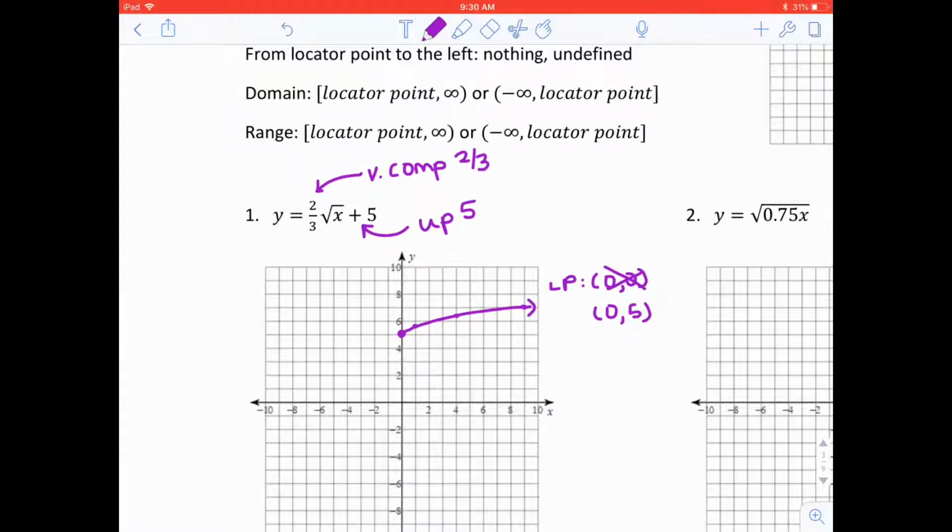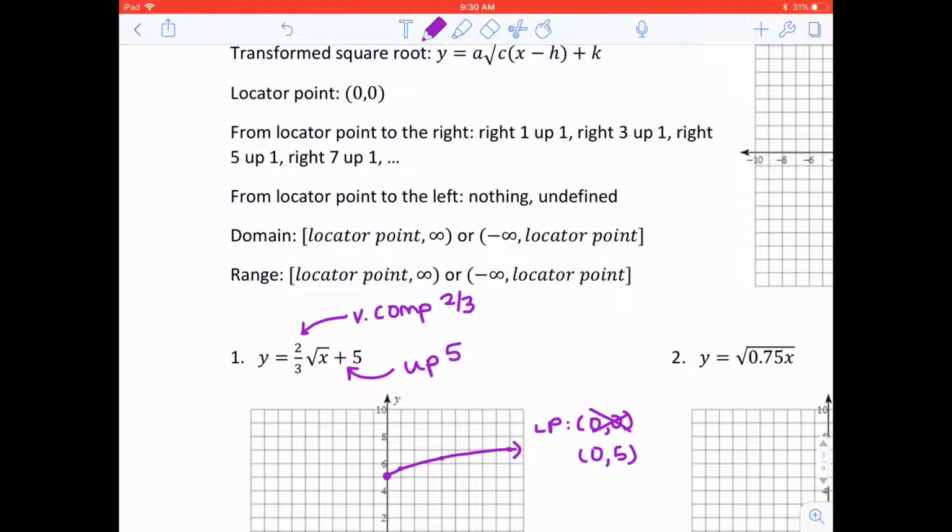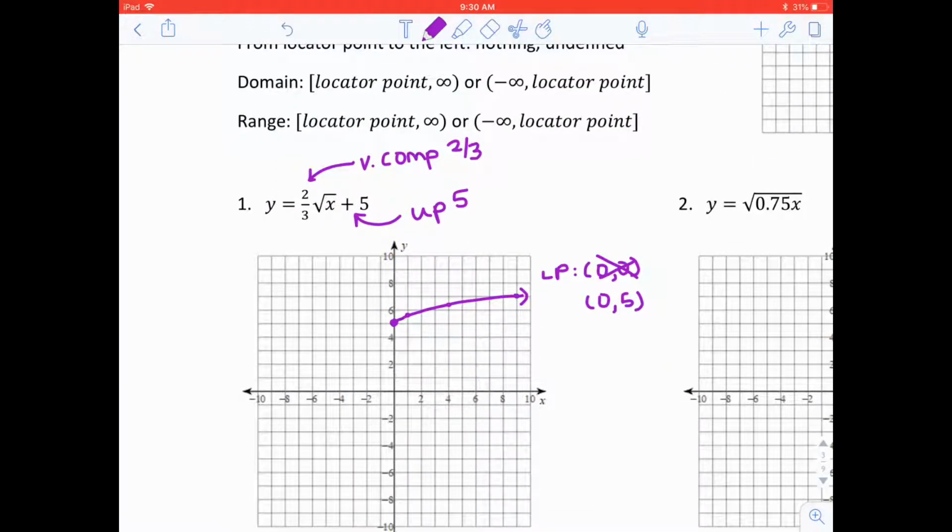Okay, and then for this one, we'll notice that for the domain, we definitely have a limited domain because there is a limited number of x values that you can plug into a square root sign. So when we look at this, we can see that the domain is going to be dependent on our locator point. So here, we know that the furthest to the left the graph goes is 0. The graph doesn't go past that to the left. And then to the right, it goes on forever. So it goes from the locator point to infinity.